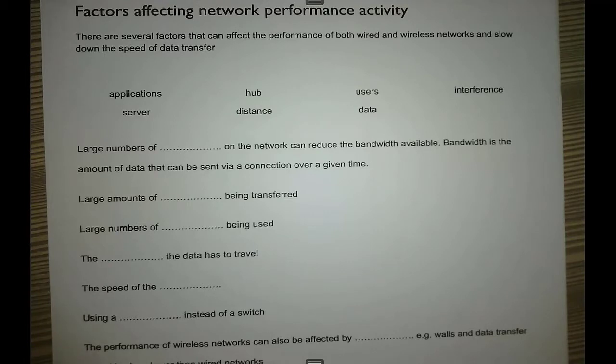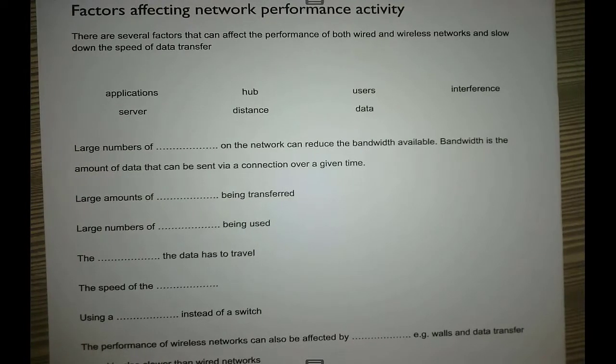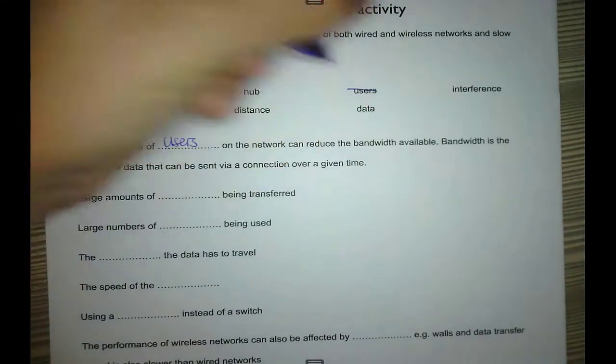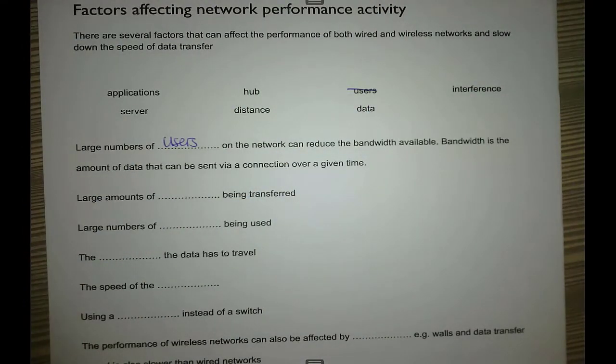So we've got large numbers of blank on the network can reduce bandwidth available. So that's going to be large number of users can reduce the bandwidth available, because the bandwidth that you've got doesn't change, and therefore it has to be split between the number of users. So more users, less bandwidth. Bandwidth is the amount of data that can be sent via a connection over a given time.